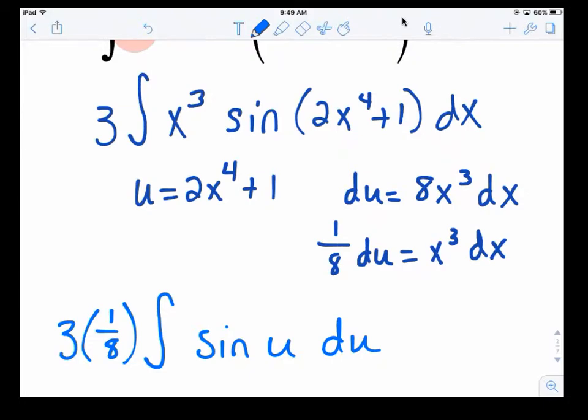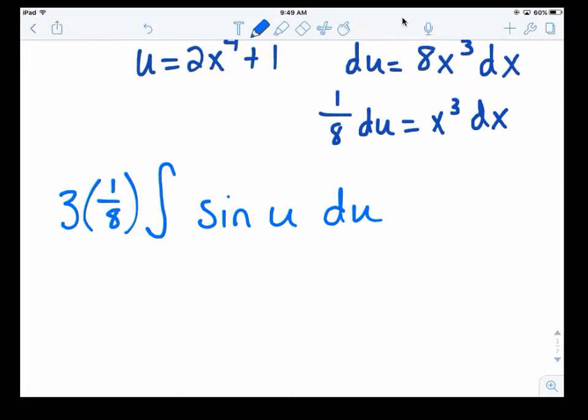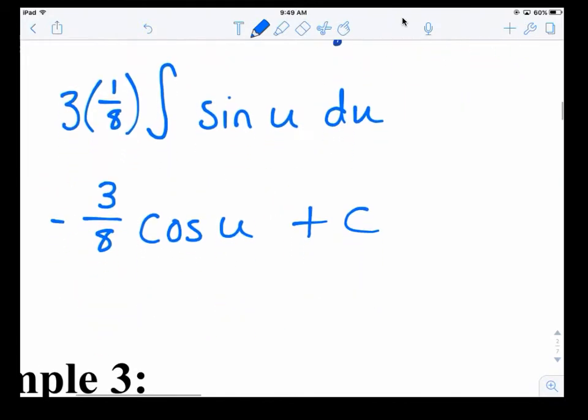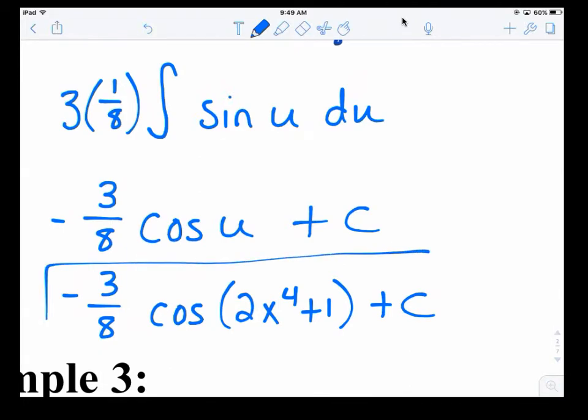Now all I have to do is figure out the antiderivative for sine, which would be what? Negative cosine, right? So I have 3/8, because I can multiply those two together. I have negative cosine of u plus c, right? And I know that u is what? There you go.